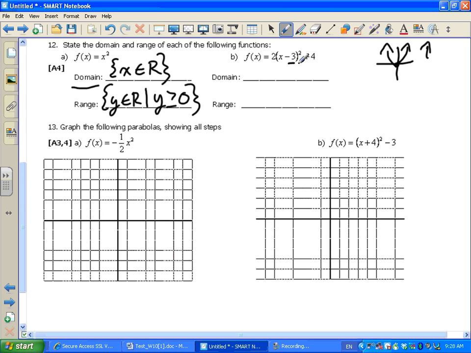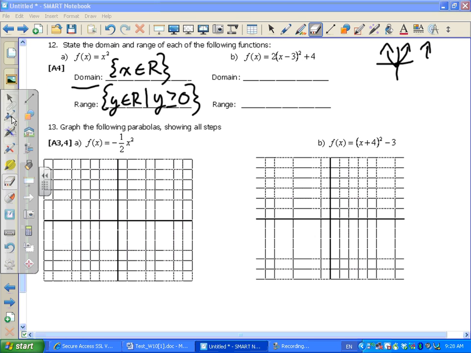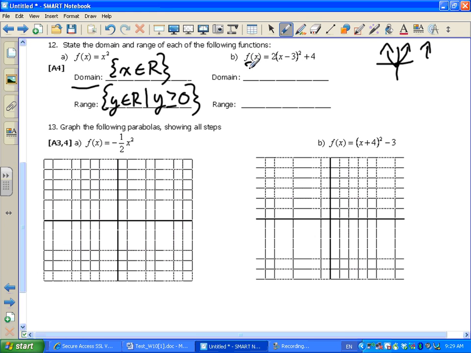In our second one, our vertex is moved. The stretch doesn't actually affect it. It'll still go side to side forever. It's our vertex that has changed. Once again, our left and right two, our horizontal shift, really won't affect our domain either. And finally, our vertical shift doesn't affect our domain. So our domain is going to stay the same. X is a set of all real numbers.